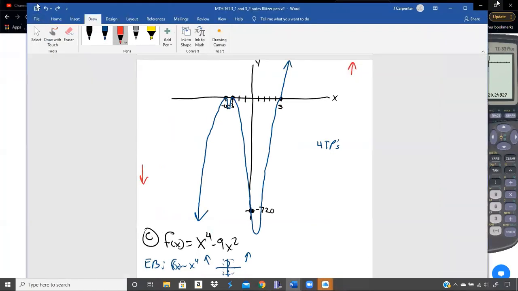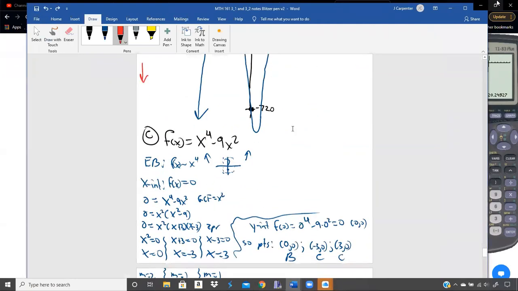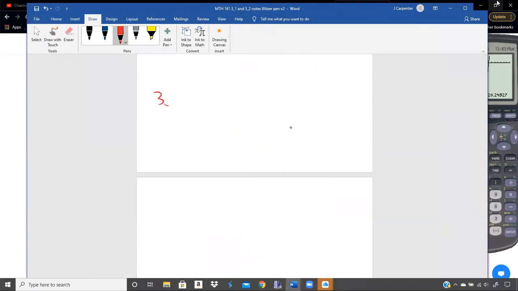Okay, so that's 3.1 and 3.2 completed. So 3.2 will be due in 1 week. Today's the 11th, so 3.2 will be due on the 18th, just so you know. Again, 3.2, due 11, 18. Now we're into 3.3.